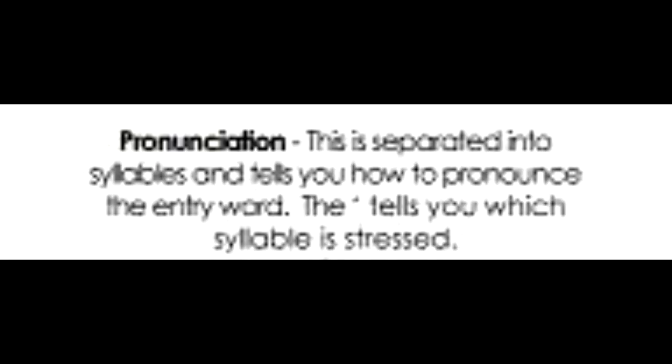For example, the entry word that we have here is the word intent. As you see, in is separated to tent. This shows that the word intent has two syllables. Beside the entry word, we can see its pronunciation. It is also separated into syllables to tell us how the word should be pronounced. The apostrophe you see here signifies which syllable should be stressed. So the proper pronunciation of our word is in-tent.